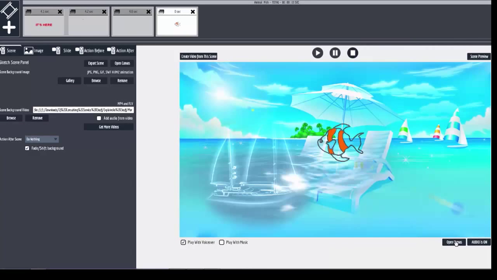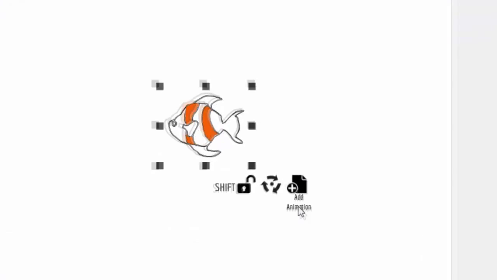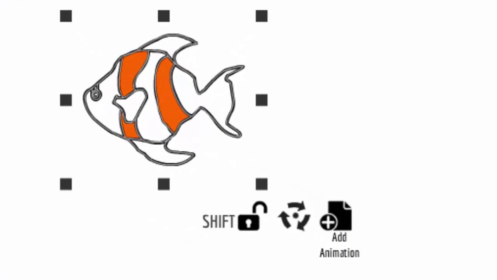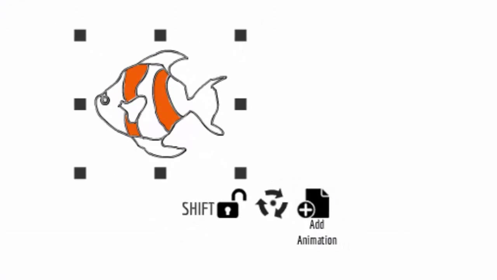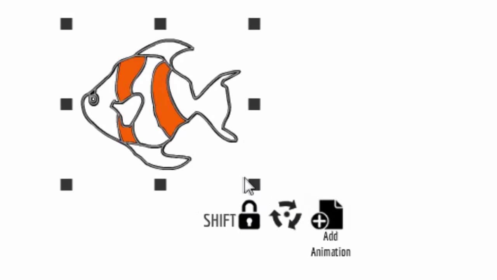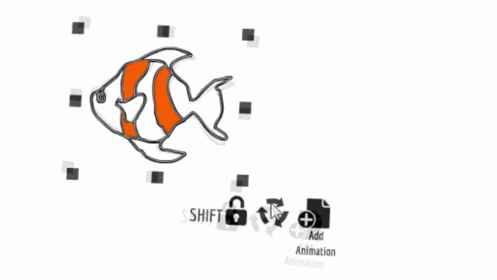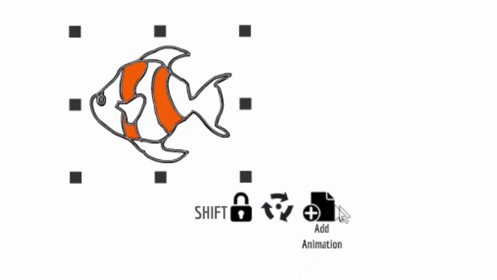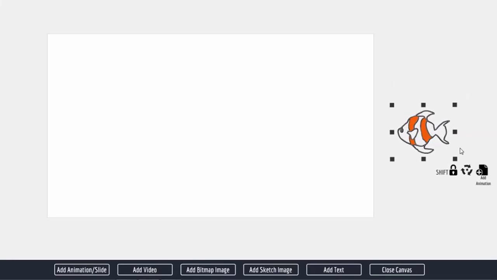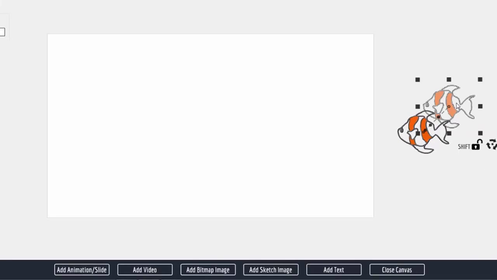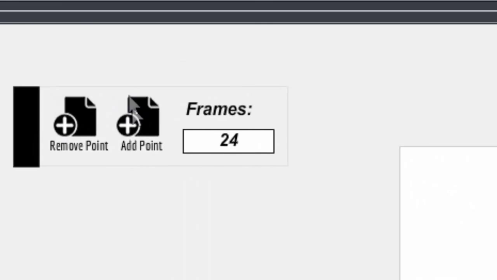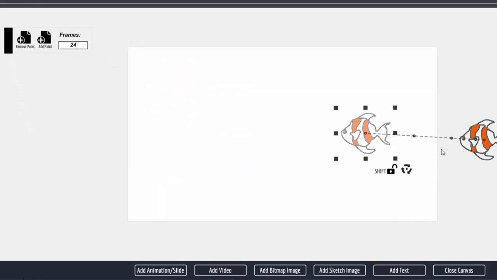Right now, here's where the magic happens. When you are doing animate and you put a sketch scene in, you get the normal shift that keeps things proportional, and it allows you to rotate with this tool, but this one says add animation. So we want to start out here, add animation, and you get another fish. And this time over here tells you how long it's going to take to get from here to here.